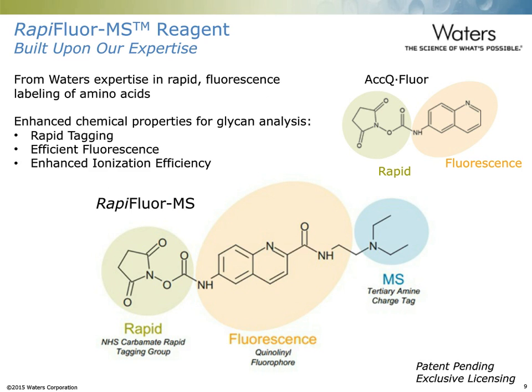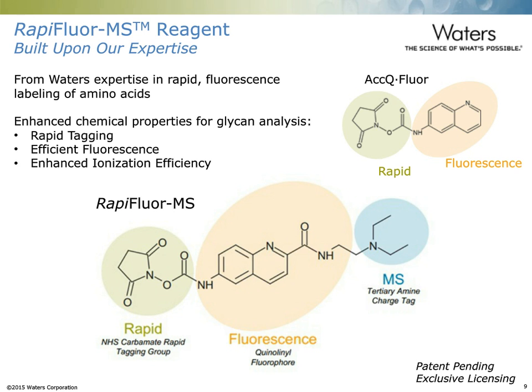So we worked off of our previous experience with AccQ-Fluor, which is, as many of you know, a reagent that's commonly used for labeling amino acids for amino acid analysis. And we decided, how can we make that better? So we took the rapid part of the amine labeling of AccQ-Fluor, which is the carbamate group shown in green here. We added to that a fluorescence tag, which in this case is a quinoline fluorophore. And in the third part, we've added a tertiary amine charge tag.